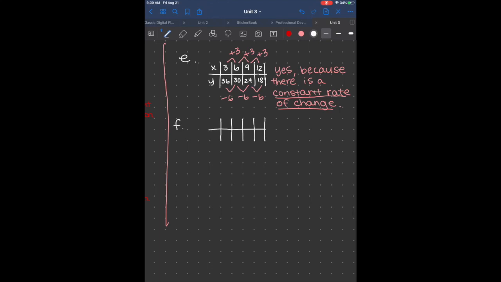So here's another one. 1, 3, 5, 7, 2, 9, 20, 35. So we've got adding 2 every time on top. On the bottom, we have add 7, add 11. So you can stop there and say it's not a linear function because the y's don't add by the same amount every time. And so it does not have a constant rate of change.